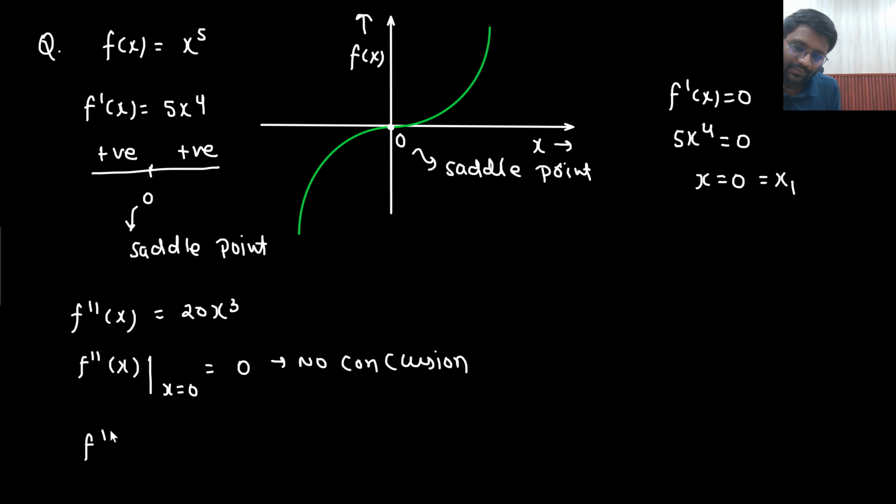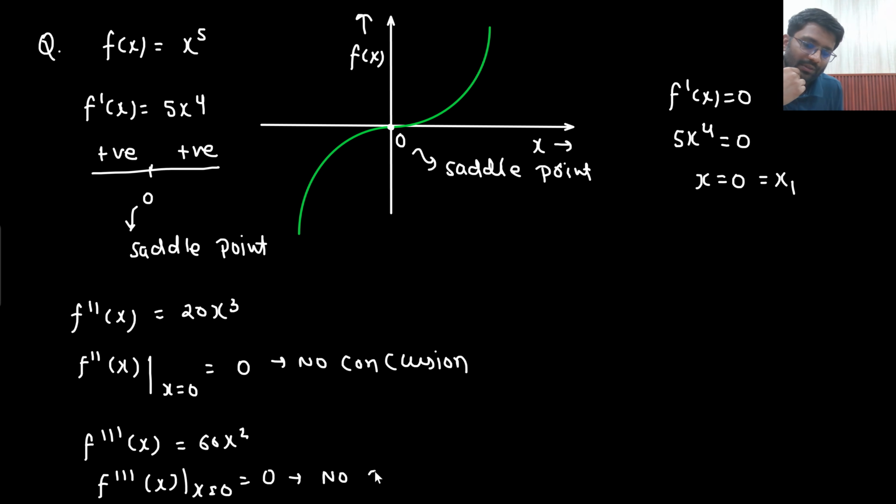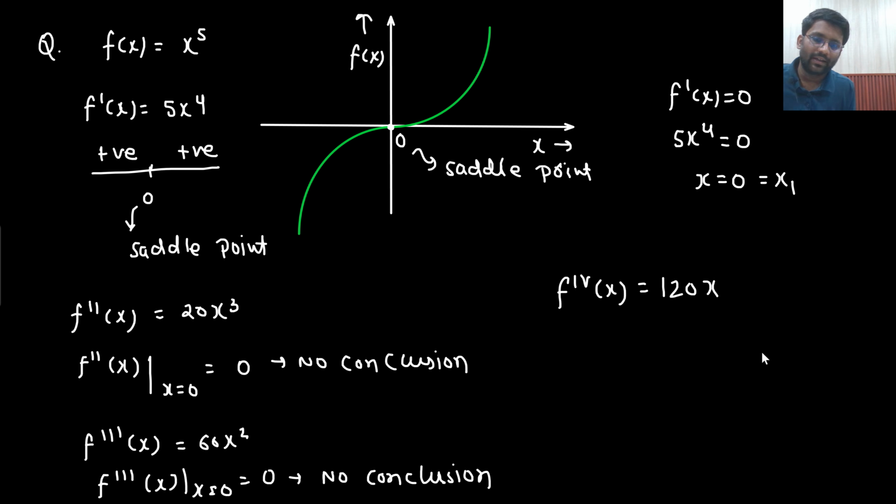Now if I find f triple dash x, what answer am I getting? 60x to the power 2. So if I put x equals 0 here, what answer am I getting? 60 into 0 square, this will be 0 only. Again no conclusion. Till the point where you are getting the answer to be 0, no conclusion will be made. If I do the differentiation 4 times, what am I getting? 120x. Again if I put x equals 0 here, it will come out to be 0. Again no conclusion.